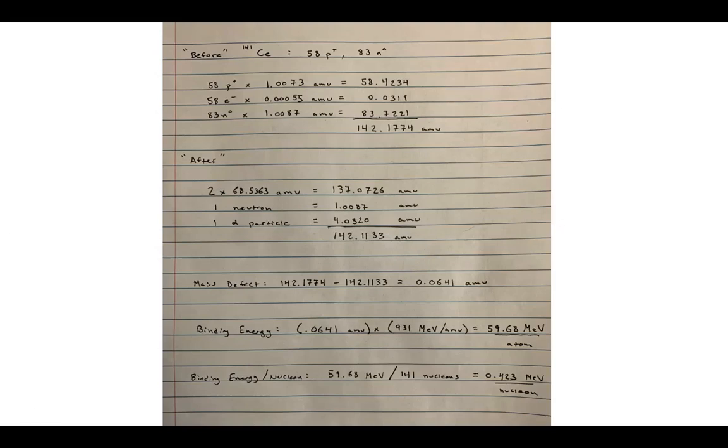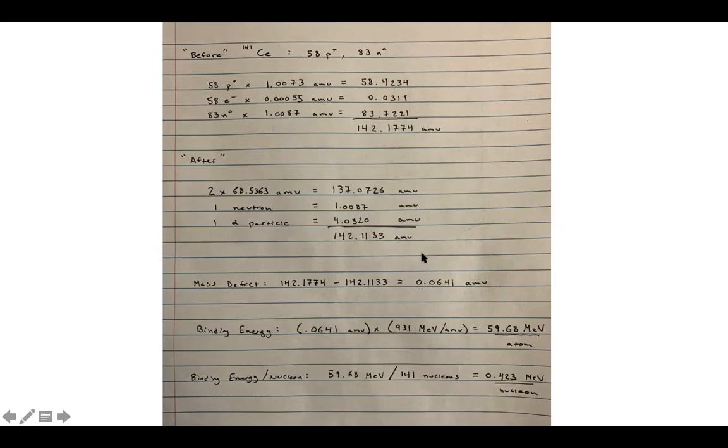As you can see from before to after, there is a slight difference, a slight mass defect. That's what we call it. We can solve for that mass defect by taking the mass from before and subtracting the mass from the after section, the product side. What we find is the mass defect, or the mass lost when converting from reactants to products, is 0.0641 atomic mass units. That amount of mass was actually converted into energy during this process of decay.